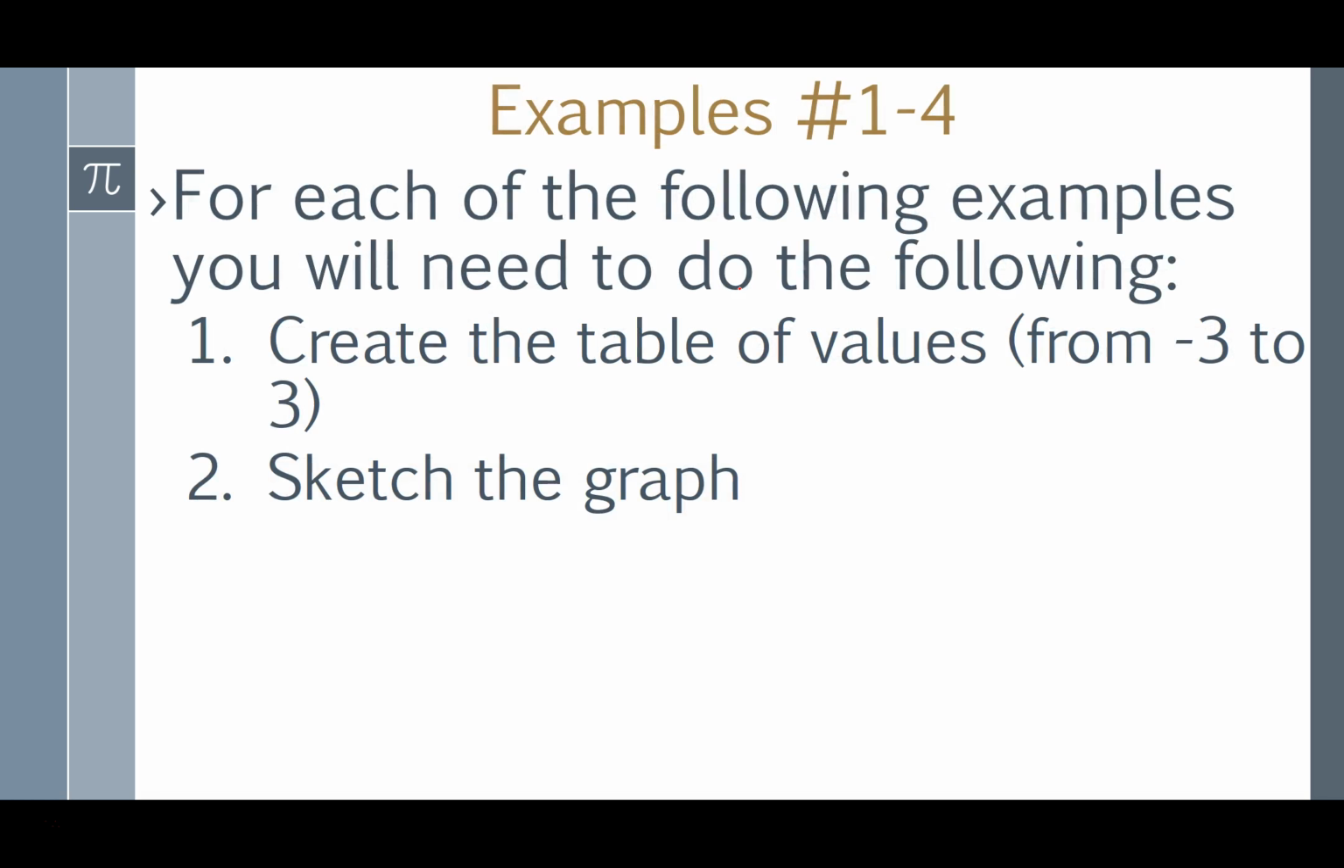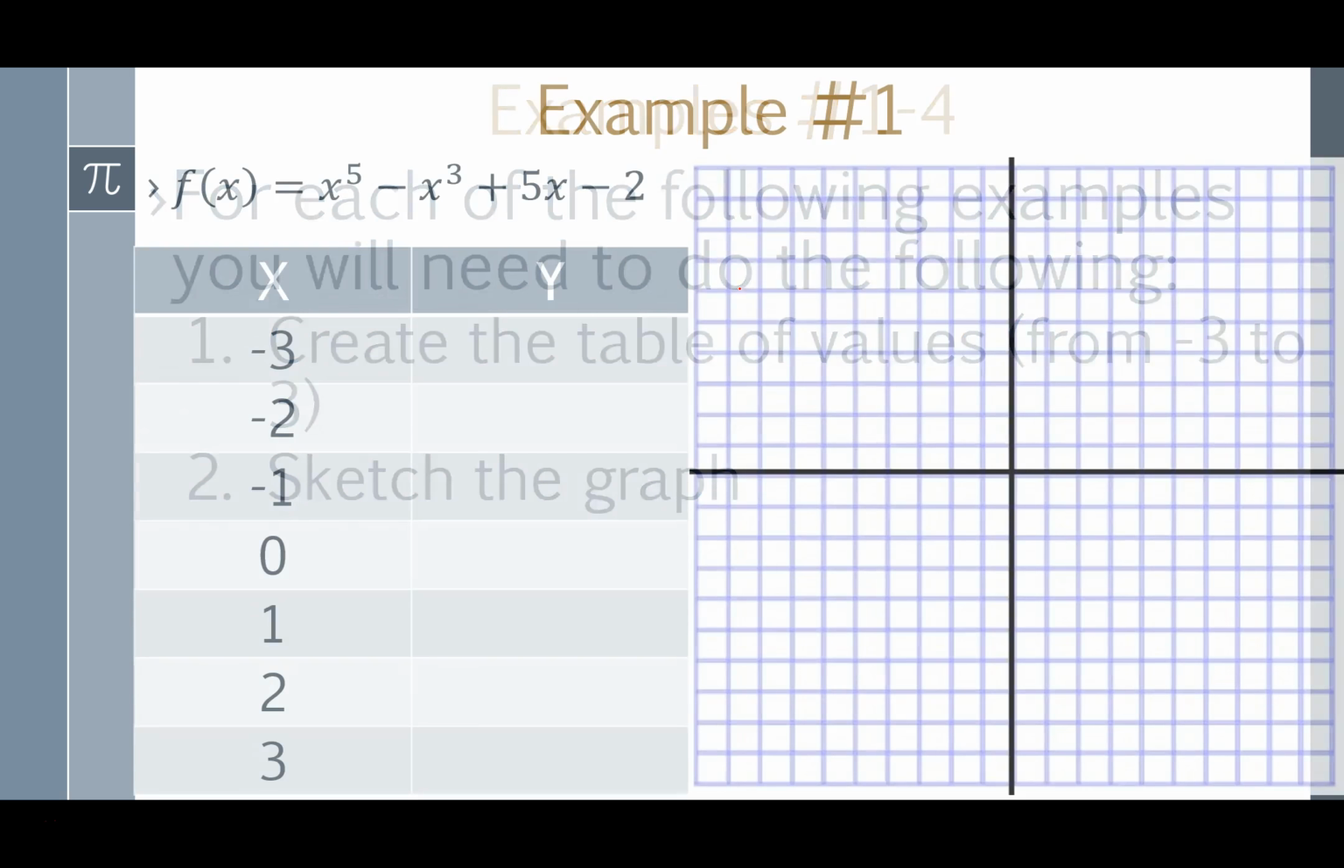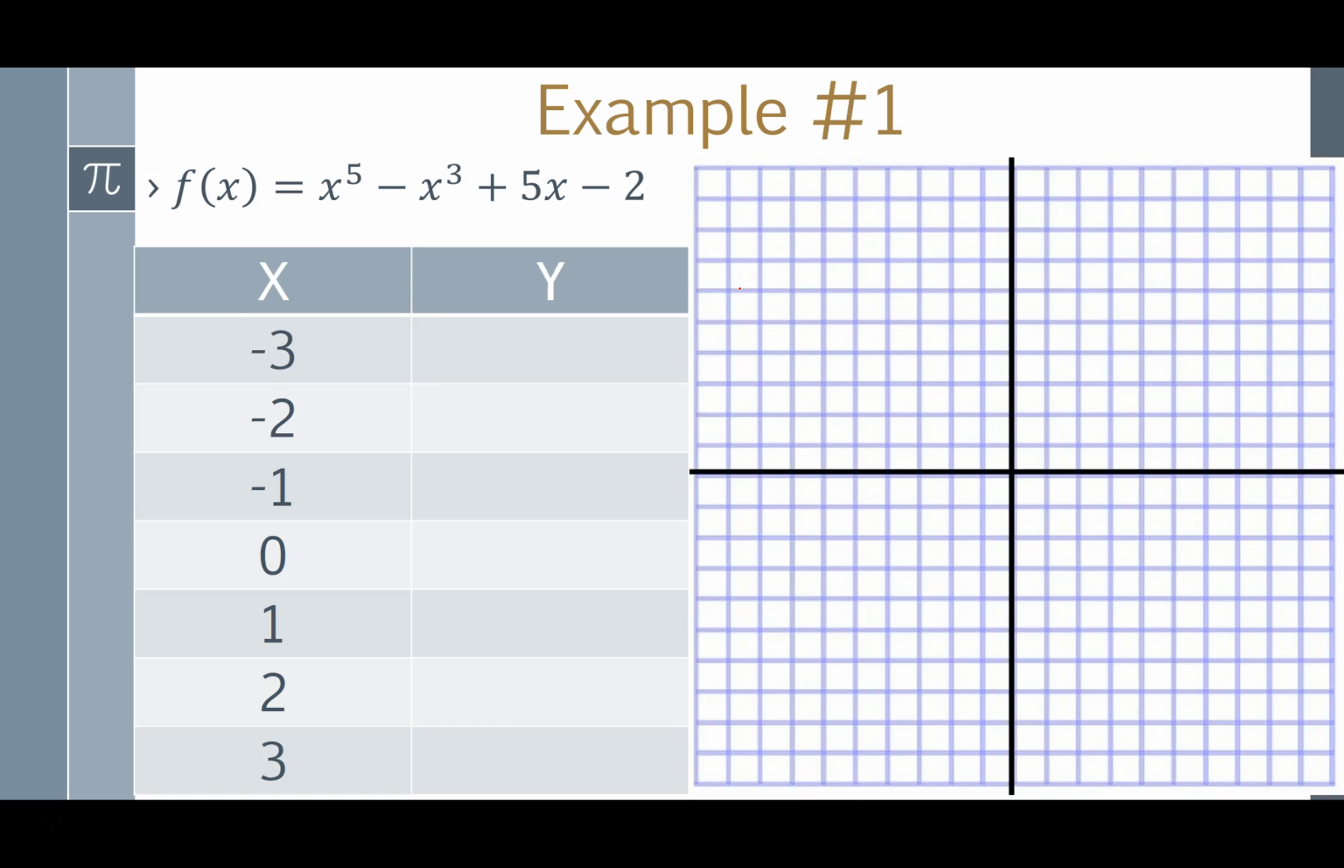So for each one of these problems, we're doing 4 of them, we want to create, again, a table of values from -3 to 3, and then plot the points on a graph, generally a 10 by 10 grid. So for this first one, we have x to the 5th minus x cubed plus 5x minus 2. So again, we're going to plot that.